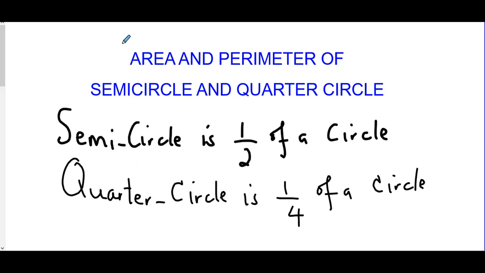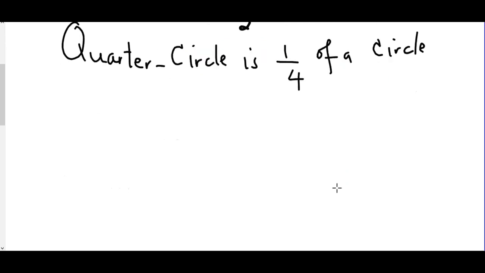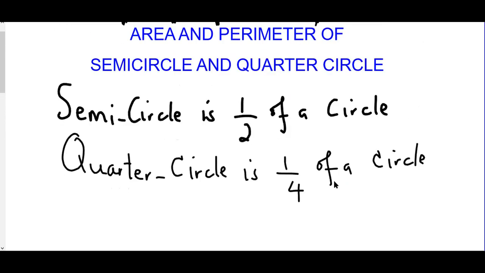Today I'm going to teach you how to find the area of a semicircle and the perimeter of a semicircle. That is number one. Two, I will also teach you how to find the area of a quarter circle and the perimeter of a quarter circle. By diagrams, when we say semicircle, you need to start by drawing a circle. Let me show you a semicircle.